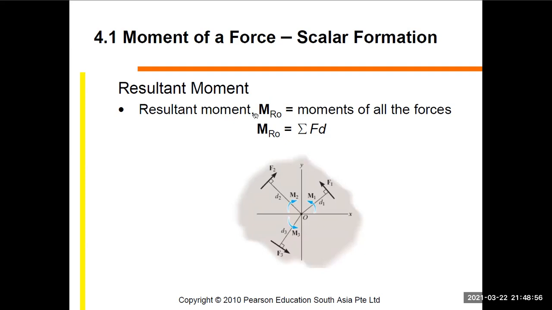طبعا the resultant moment was summation of all the moments about specified point. So resultant moment about O, the moments of all the forces. So F1 times D1 resulting in M1 plus F2 times D2 tangent M2 plus F3 times D3 tangent M3. So resultant moment is summation of all these moments الناجم من all of these forces. So كل force times perpendicular distance.